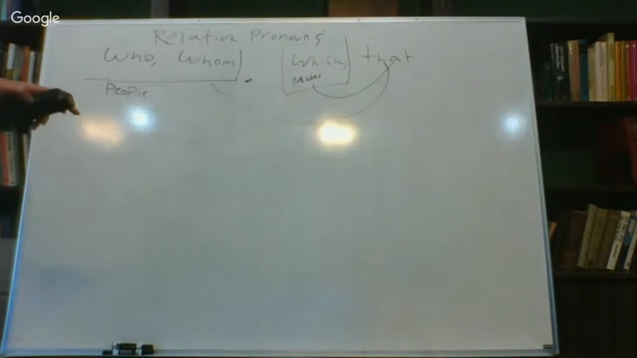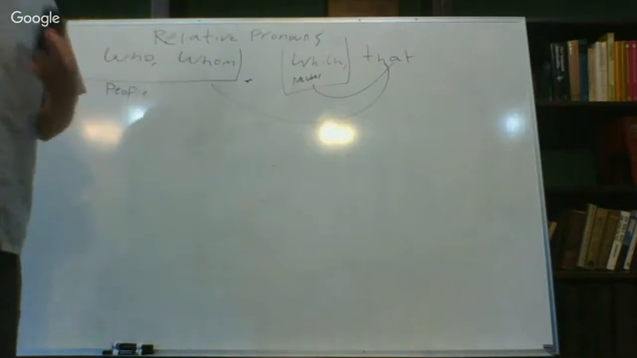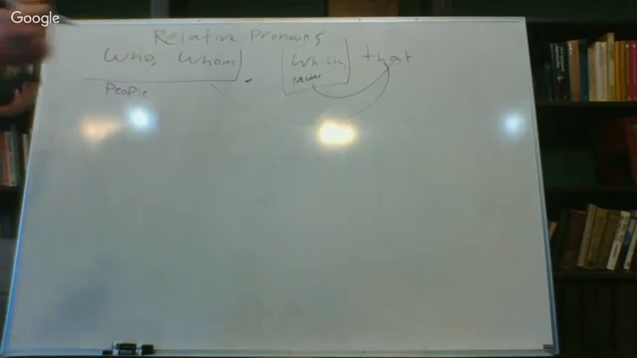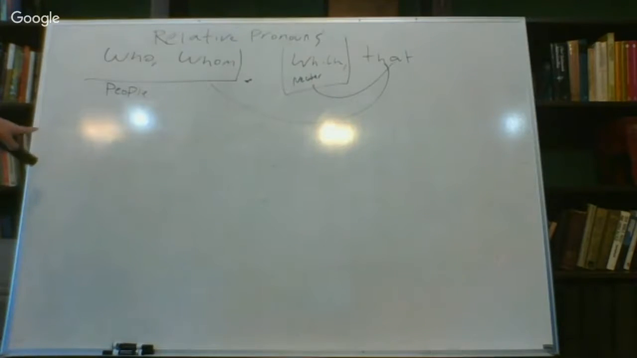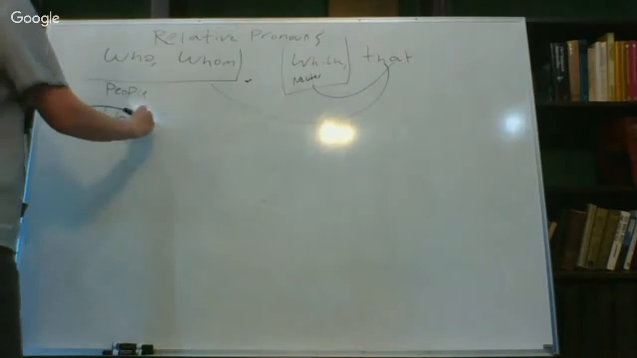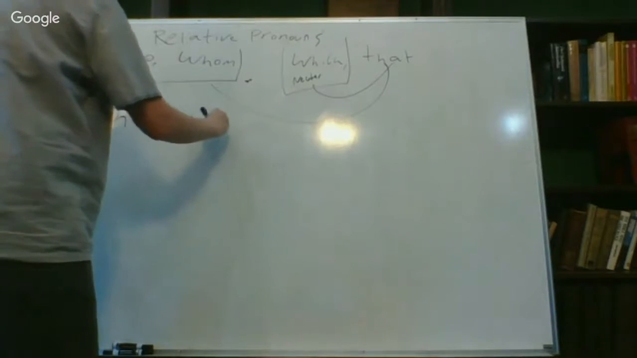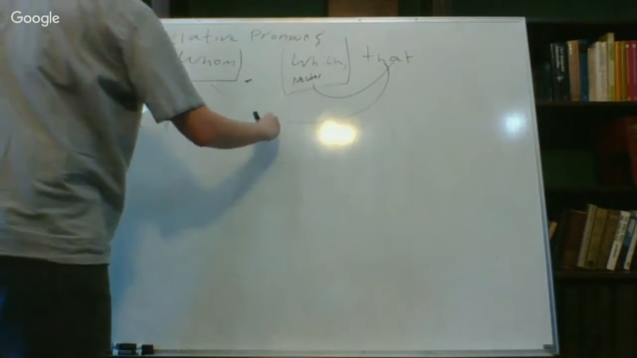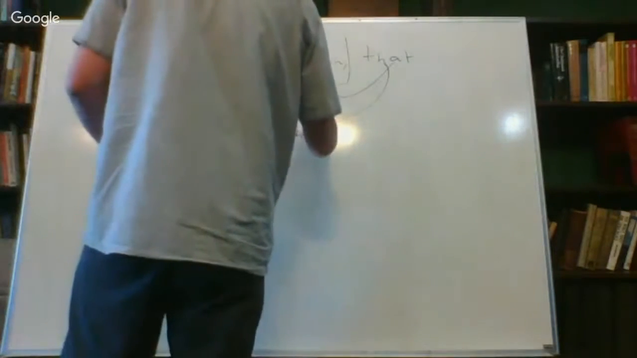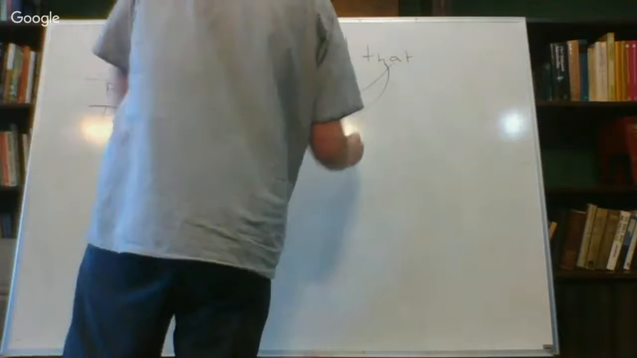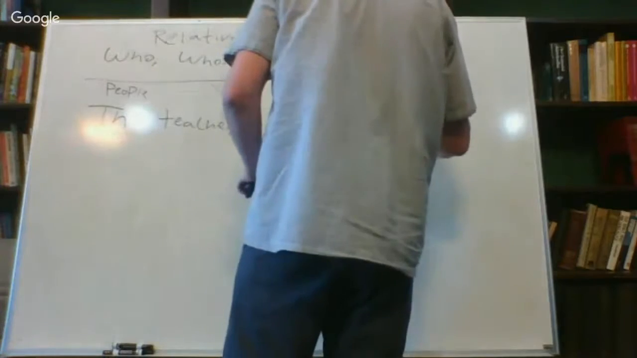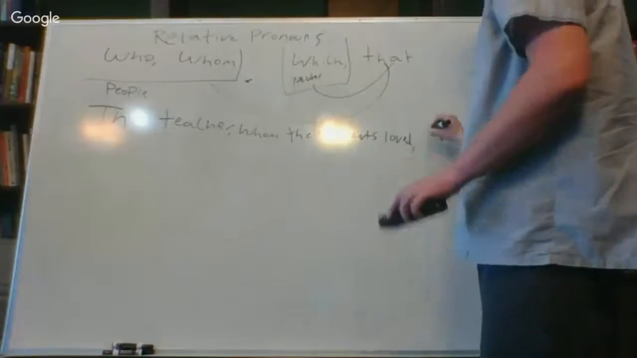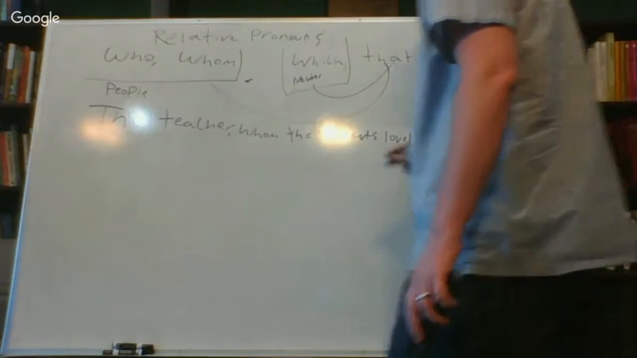The key to the relative pronoun is that it introduces a relative clause. And so, for example, we have this example: the teacher, whom the students loved, won the teacher of the year.